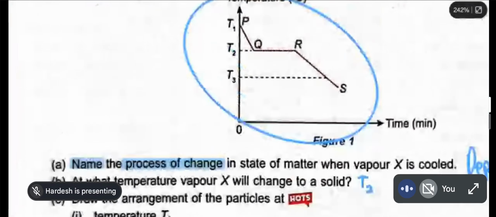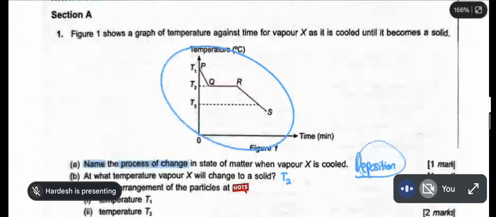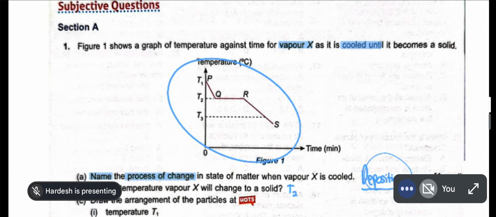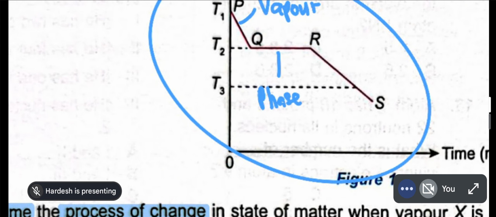How to draw the particles at T1 and T3. How do we first of all know that this is deposition? How did we even figure it out? Because vapor X is cooled until it becomes a solid. So that means right from vapor straight to solid. Here is vapor. This is your phase change.